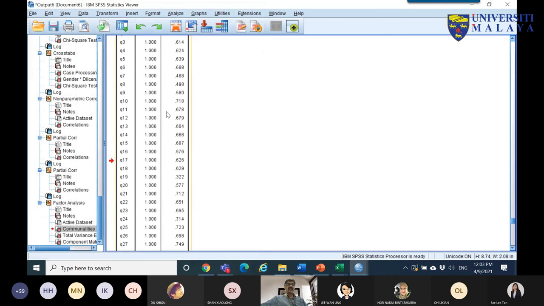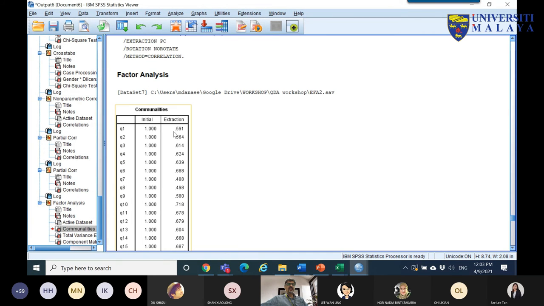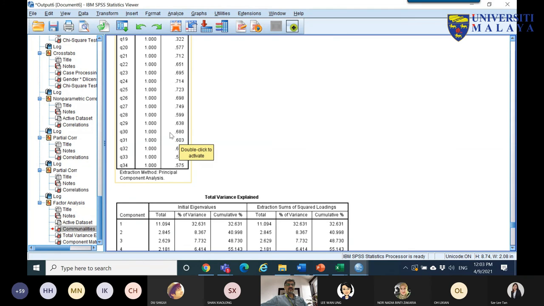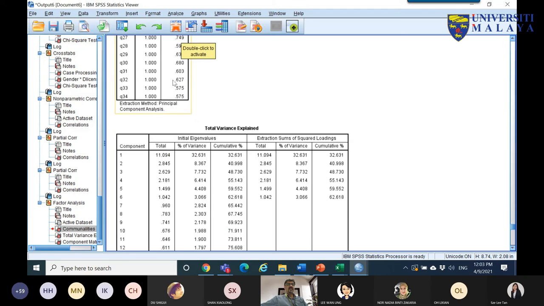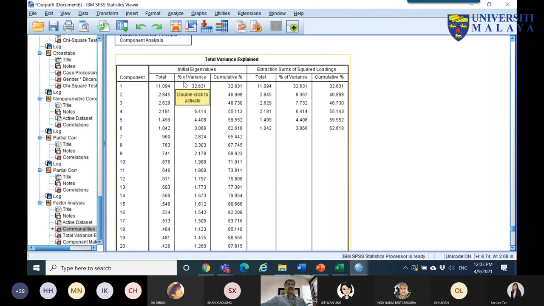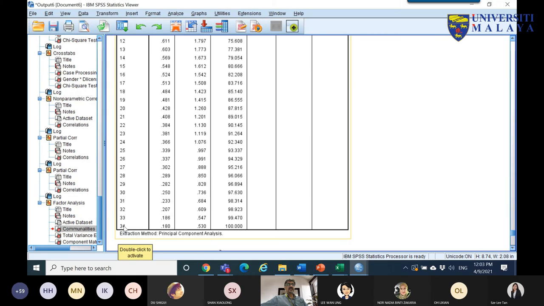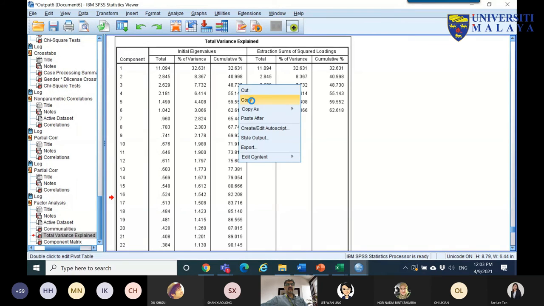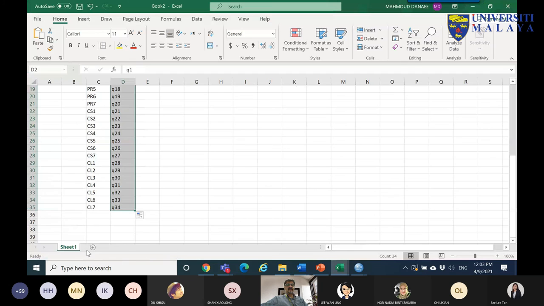According to these results, as you can see here, all the communalities are above 0.3. So that's good. It means we do not need to exclude any items. This is a screening phase. Followed by that, we had 34 items, correct? And now we want to see, from these 34 items, how many components can be extracted. Let me copy this table.